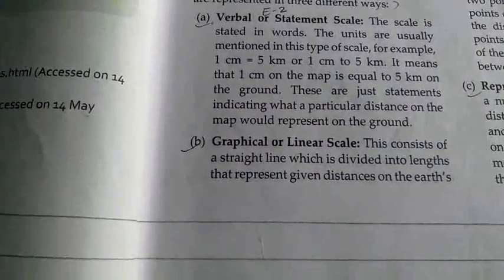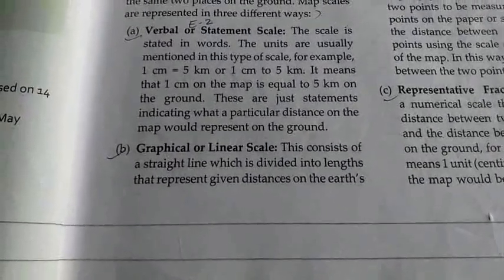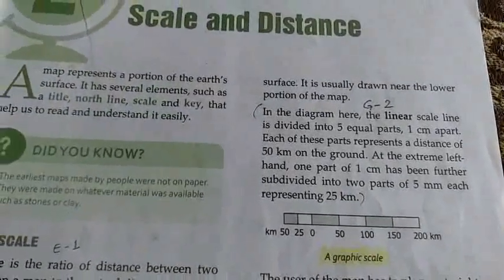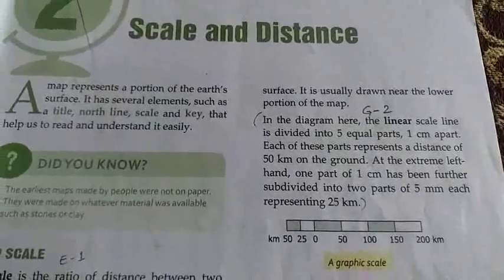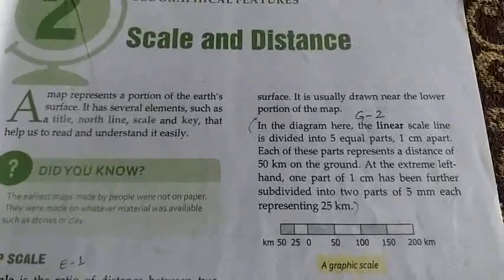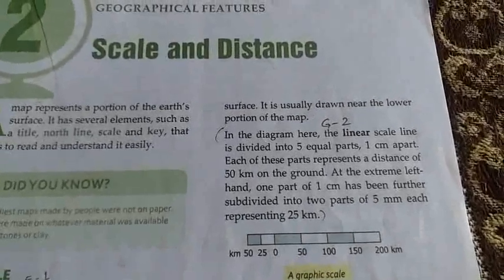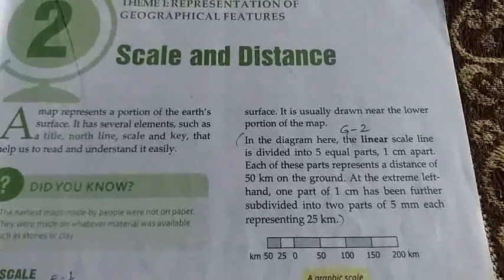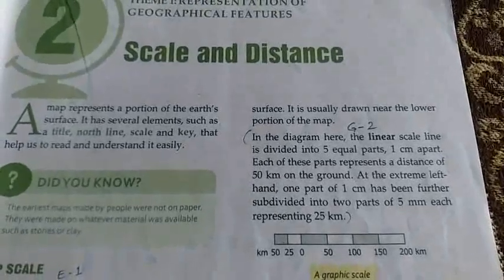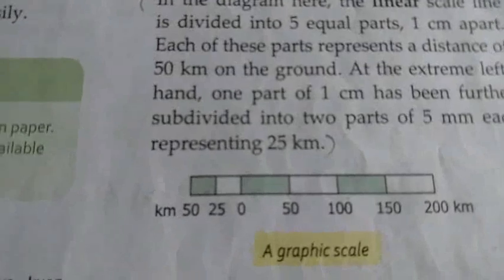Now the second portion, graphical or linear line scale. This consists of a straight line which is divided into lengths that represent given distance on Earth's surface. It is usually drawn near the lower portion of the map. In the diagram here below, the linear scale line is divided into 5 equal parts, 1 centimeter apart. Each of these parts represents a distance of 50 km on the ground. At the extreme left hand, one part of 1 centimeter is further subdivided into two parts of 5 mm each, representing 25 km. That is what is called a graphical scale.